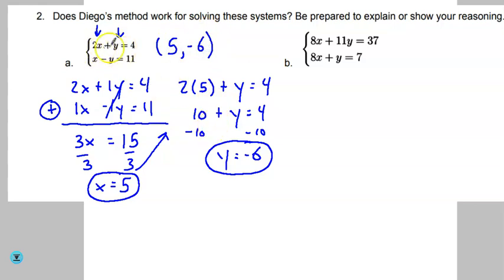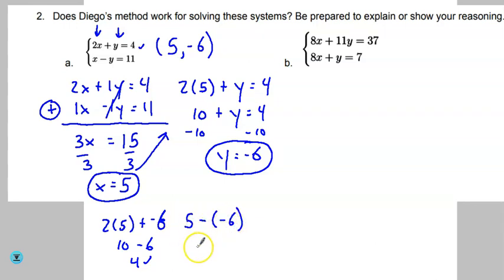To make sure that's right, you can substitute that in. 2 times 5 plus negative 6. 10 and negative 6 is 4. That checks out with that. And then x minus y would be 5 minus negative 6. 5 minus a negative is 5 plus 6, which is 11, and that checks.